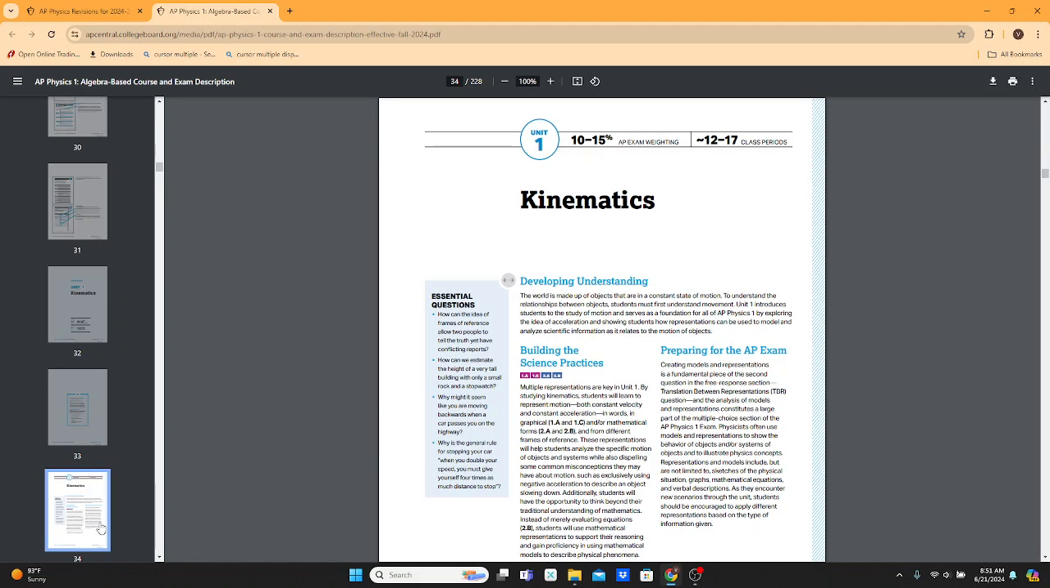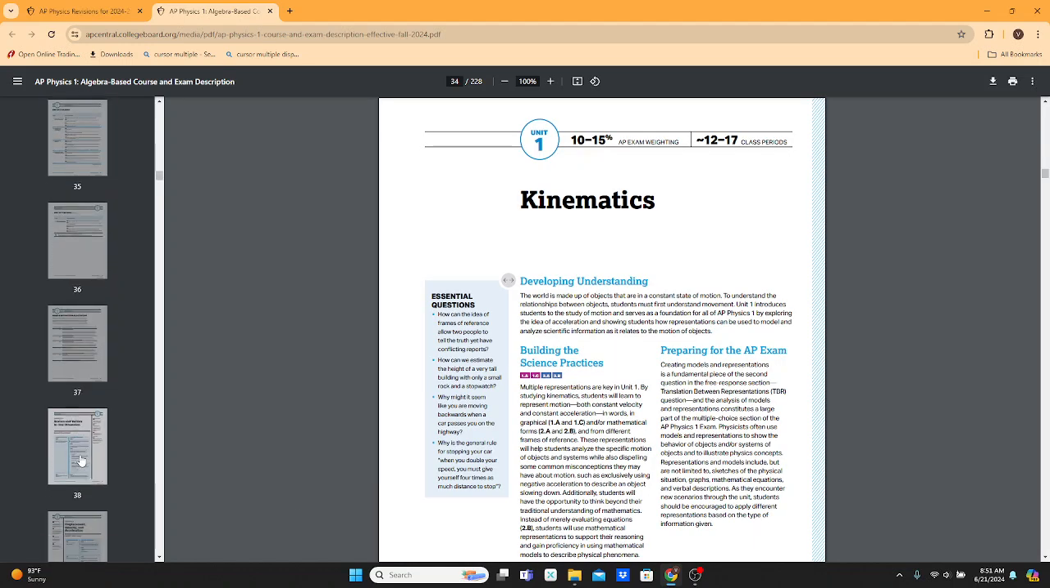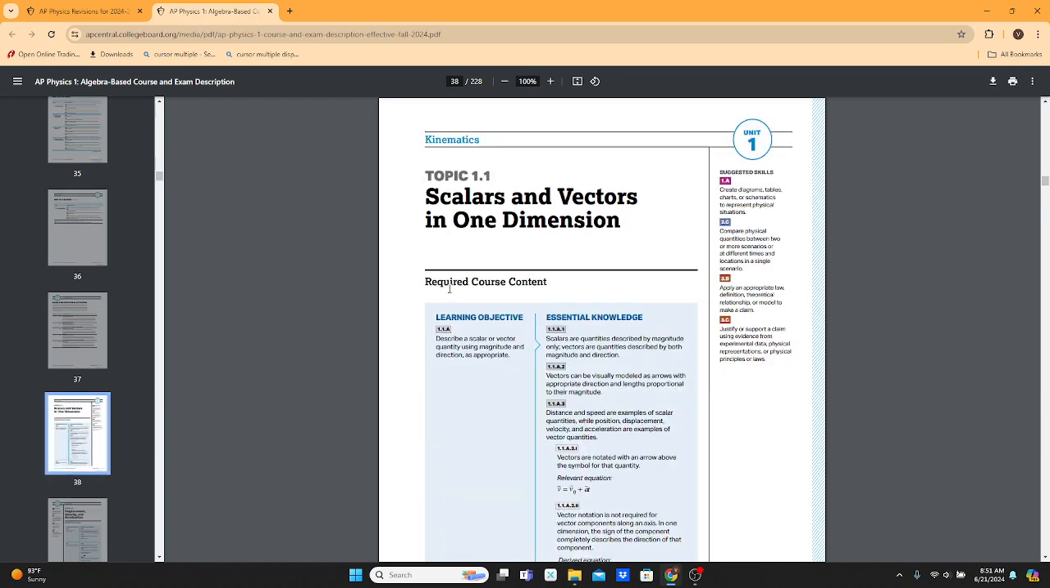An example of this would be right here with unit 1.1. Unit 1.1 is scalars and vectors, and normally here it tells you the learning objective, essential knowledge, and suggested skills. It will be like this for all of them, and we'll look first into the learning objective. The learning objective is basically what is trying to be taught in this subtopic. For this one, it's to describe scalar and vector quantities using magnitude and direction. So it's basically telling us that we want to learn to demonstrate the differences between scalars and vectors using magnitude and direction.